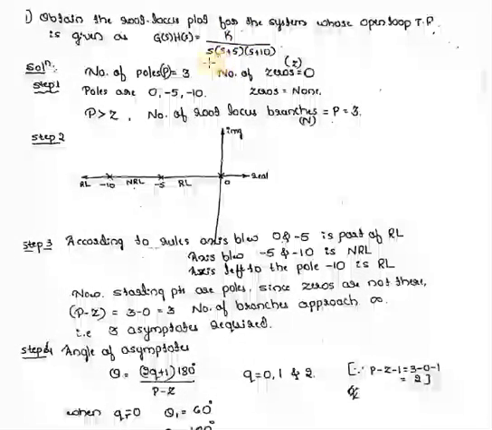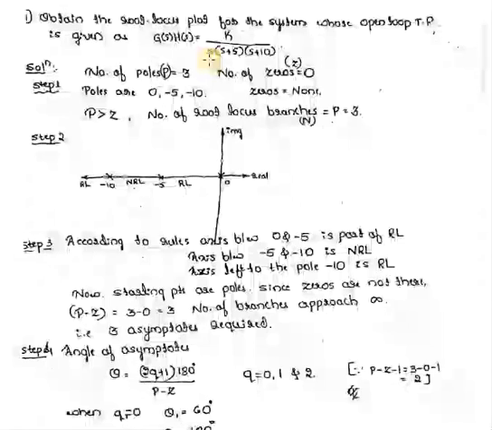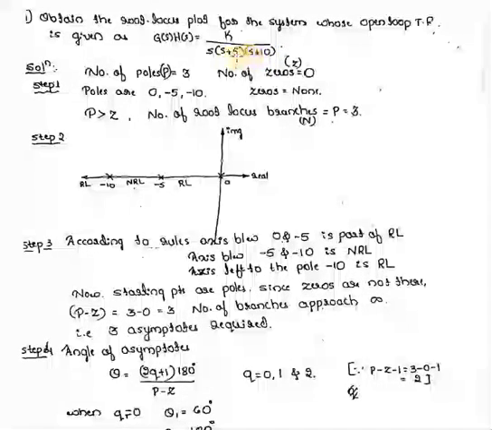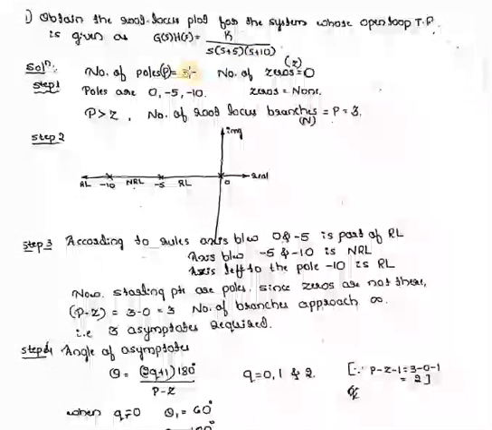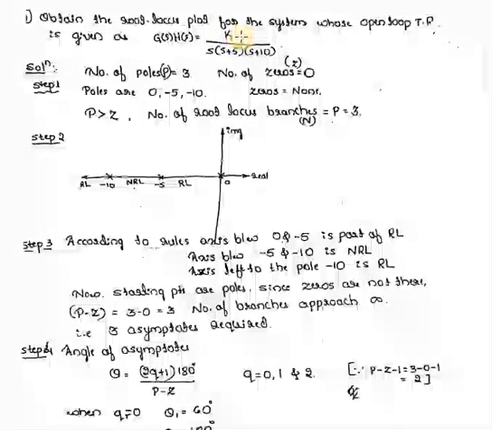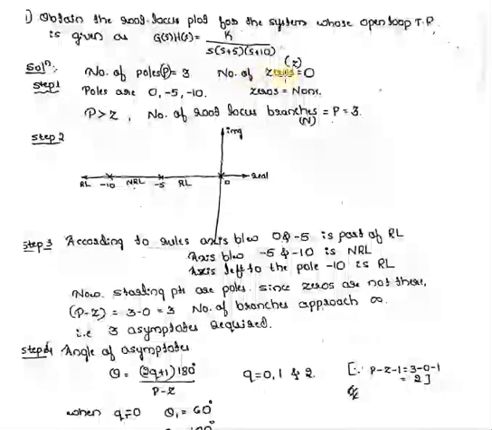So here, to identify the poles and zeros, they must be associated with s as the function. Here in the denominator you have three terms: s is separate, s plus 5 is one term, and s plus 10 is one term. So the number of poles is 3, and zeros are the terms which are in the numerator. There is no s term in the numerator. K is a constant here, so the number of zeros, that is the z value, is 0.